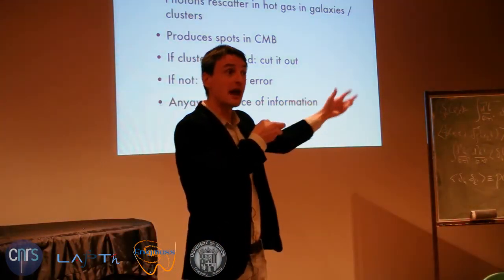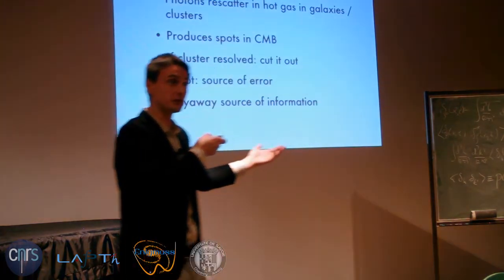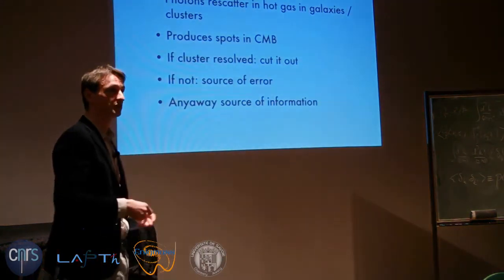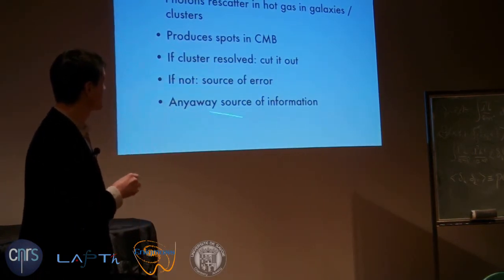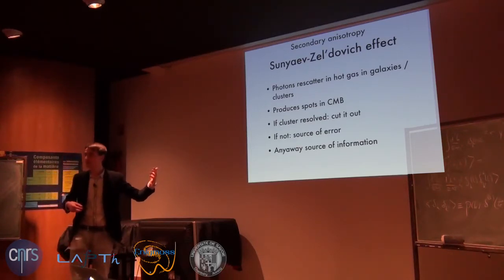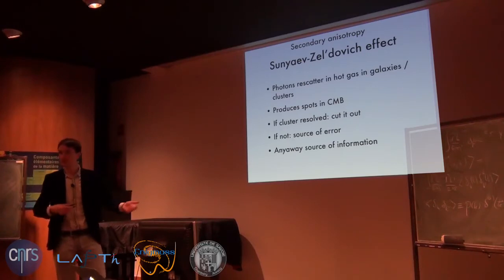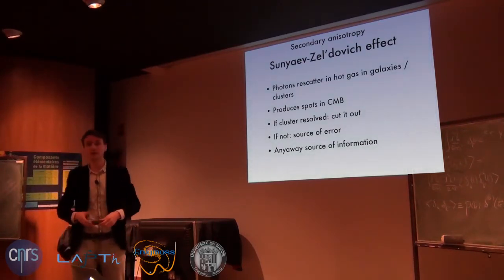You may get a cleaner map, and you get information about the clusters in the universe, which is again a source of information for the structure of the universe, for the space-time of the universe, and for cosmology. However, if you don't resolve that source, you know that there are spots in the CMB that don't come from the primordial spectrum, and that's a source of anisotropy that you don't want to include in your analysis of parameters.